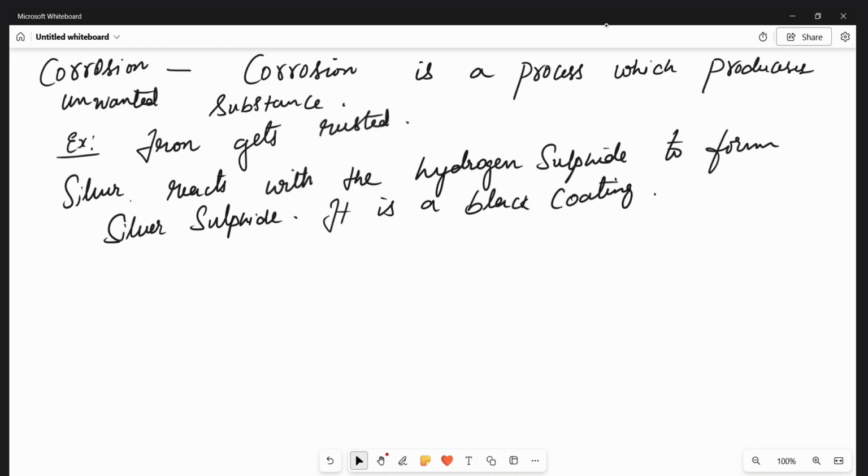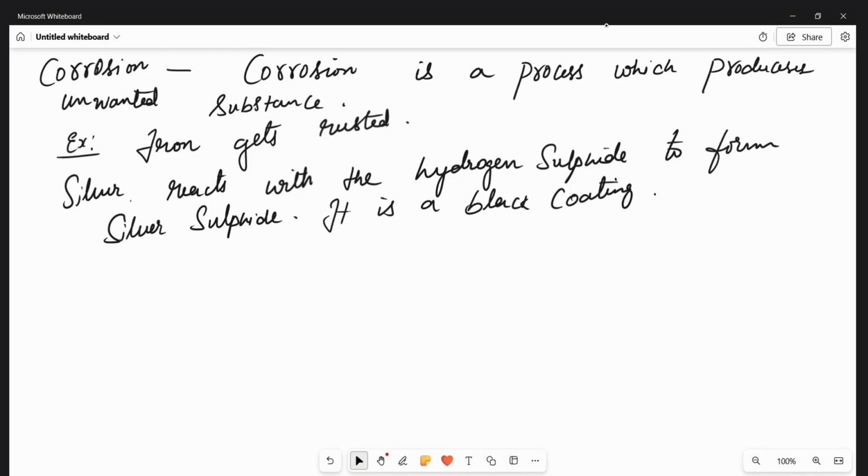In home we use silver plates for puja and all, right? If you observe, if you leave it for many days, what happens? A thin layer of black coating will be seen on the silver articles. That is not because of oxygen, because it does not react with the water or oxygen, but it reacts with the hydrogen sulfide which is present in the atmosphere. So it will form the silver sulfide, which is a black coating. And we observe that it will be a very thin coating, right? Even though you leave it for longer time also, only a thin coating will be formed.